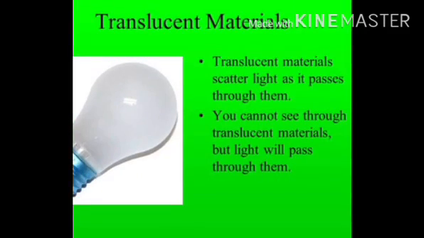Now translucent material. Translucent materials scatter light as it passes through them. You cannot see through translucent material, but light will pass through them. See the LED bulb. The light can pass through it, but we are not able to see inside the bulb. More examples are butter paper, colored glass panel.